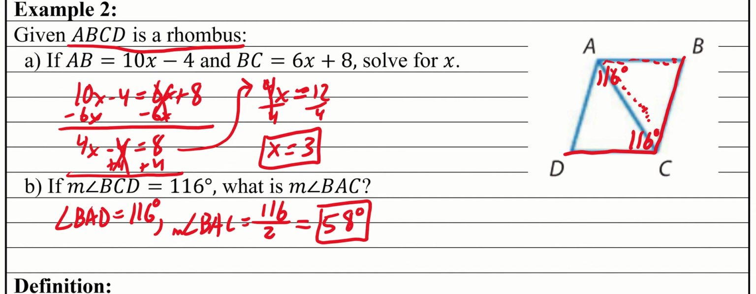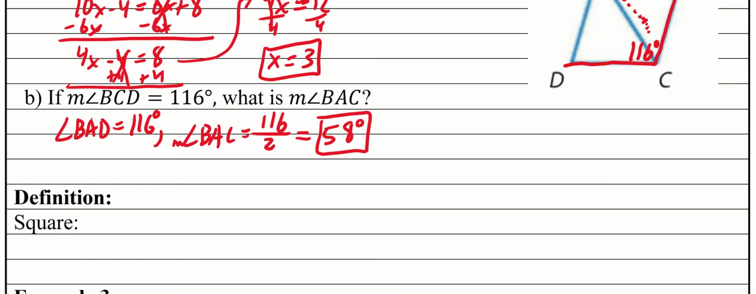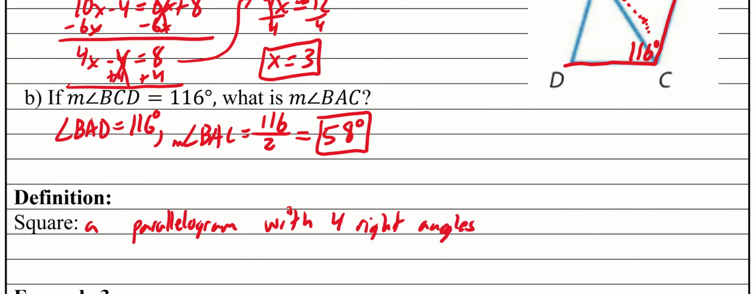Okay, so we've talked about rectangles. We've talked about rhombi, or a rhombus, which is just the rhombi is just the plural. Last shape that we have to talk about, simple enough, one you've probably heard of many times, is a square. Okay, and a square, in our terms, or the way that we're using it, a square is a parallelogram with 4 right angles and 4 congruent sides.